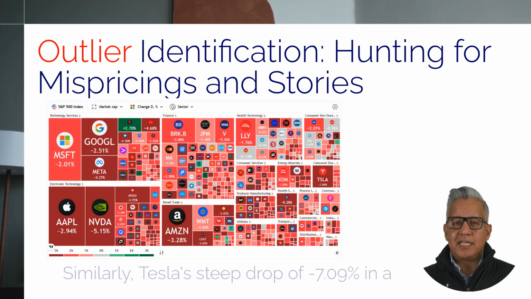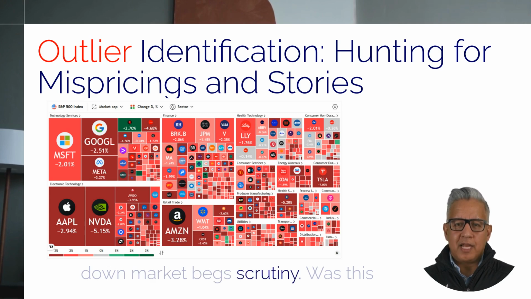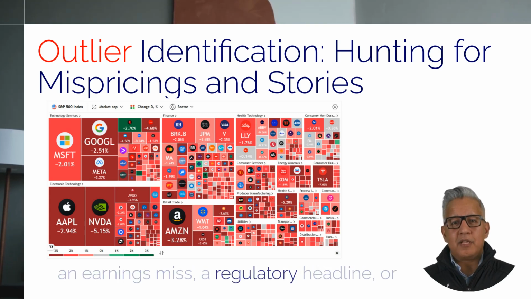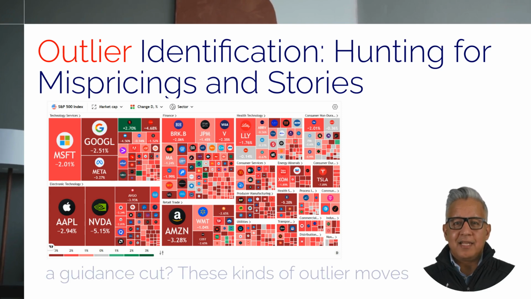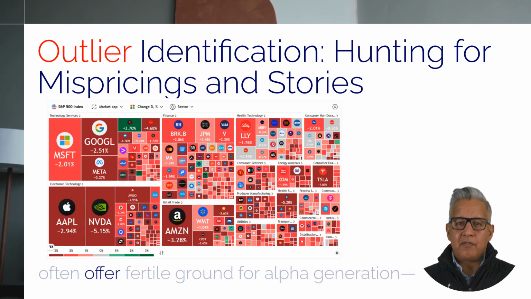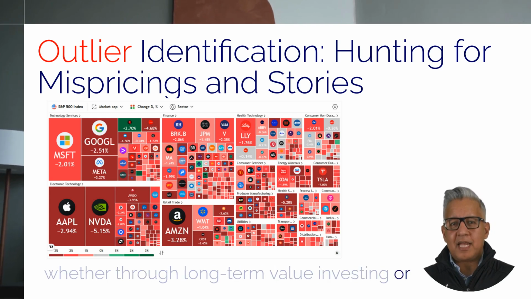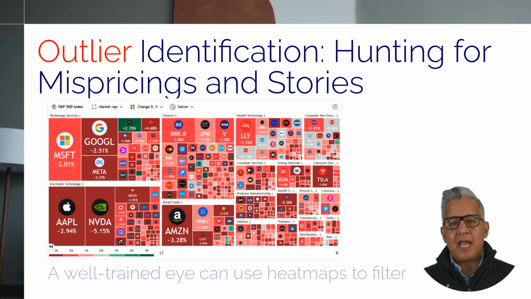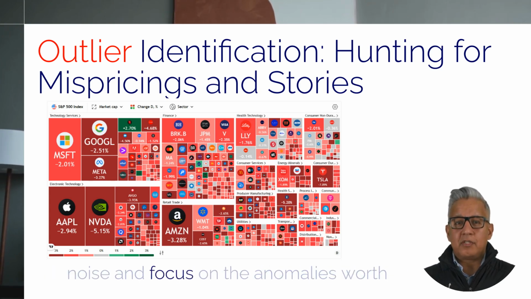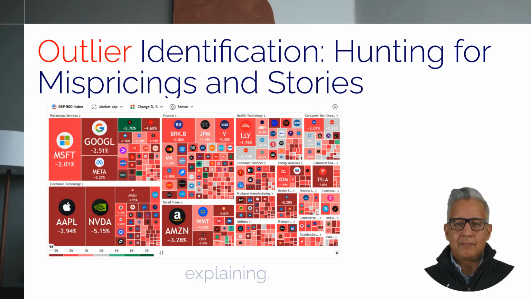Similarly, Tesla's steep drop of minus 7.09% in a down market begs scrutiny. Was this an earnings miss, a regulatory headline, or a guidance cut? These kinds of outlier moves often offer fertile ground for alpha generation, whether through long-term value investing or tactical trading. A well-trained eye can use heat maps to filter noise and focus on the anomalies worth explaining.